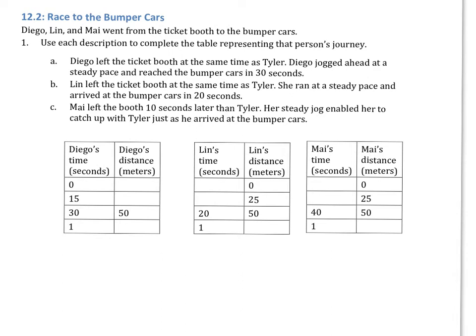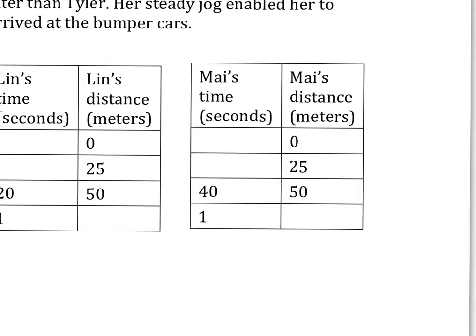May left the booth 10 seconds later than Tyler. Her steady jog enabled her to catch up with Tyler just as he arrived at the bumper cars. So she left 10 seconds later than Tyler, so that means it took her a total of 40 seconds to go 50 meters. So what it wants us to do is finish completing the table. So let's start with Diego.